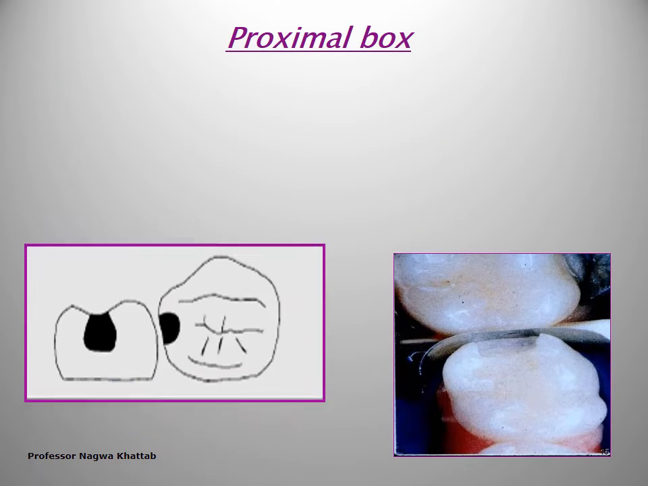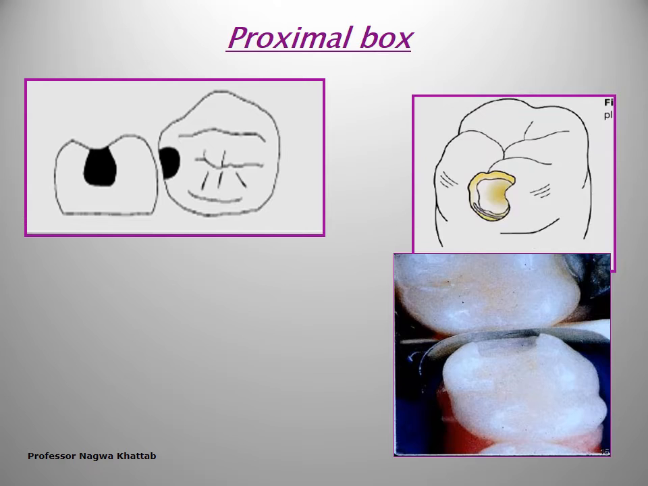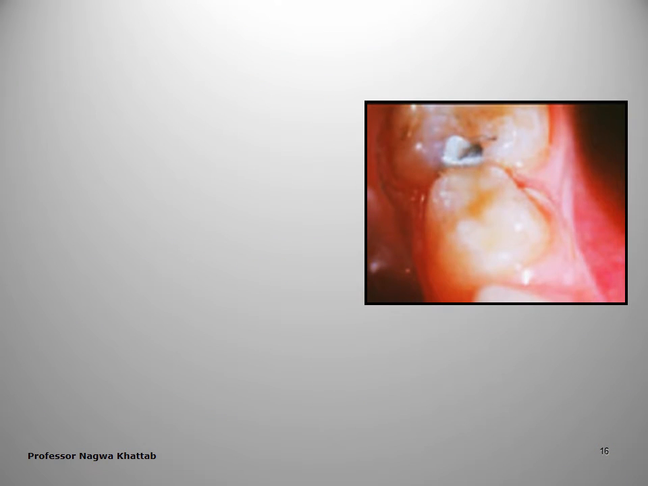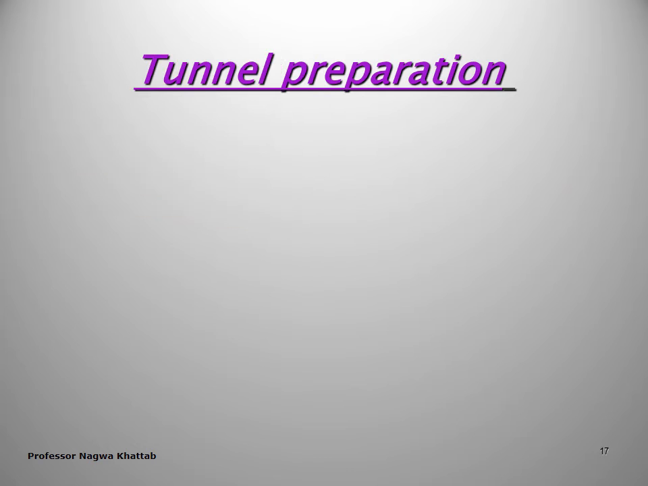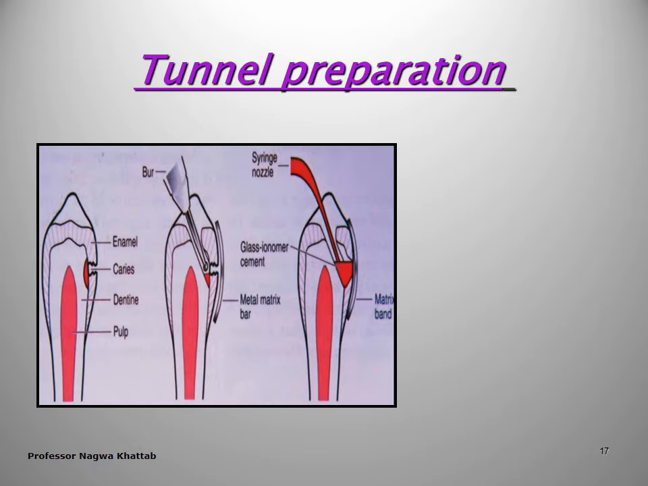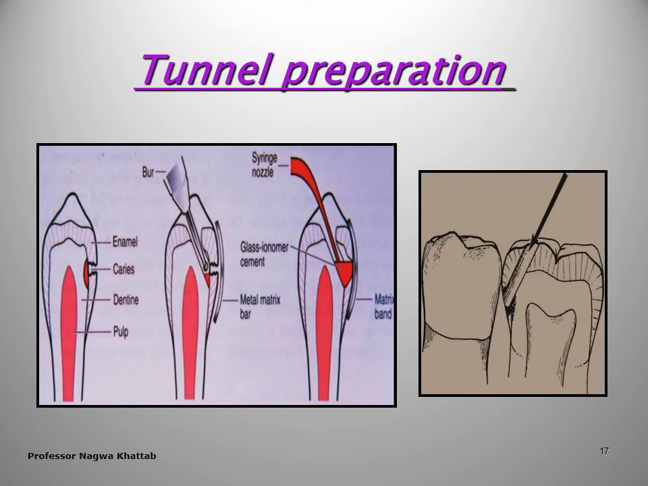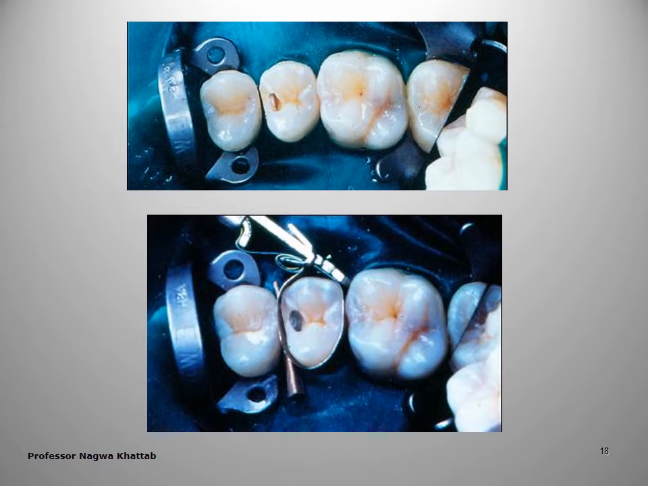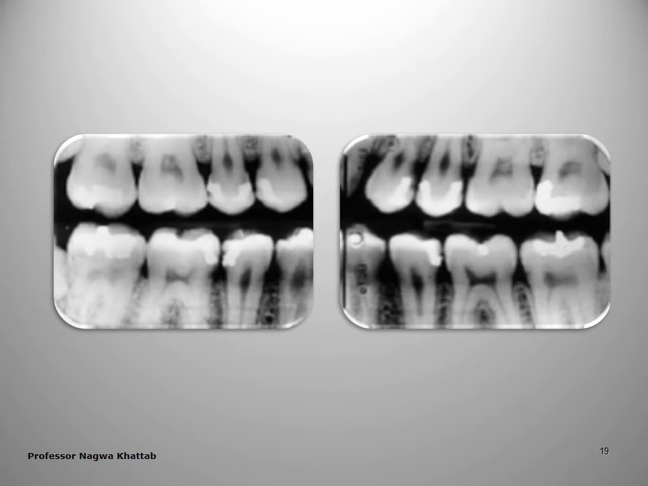Minimal cavity design. Cavity design includes a small proximal box, tunnel preparation. It means to access the proximal decay, but you have to preserve the marginal ridge. It requires experience to reach the carious lesion and to remove it, and then to restore. This is a tunnel preparation. I access from the distal fossa to remove all the carious lesion, keeping the marginal ridge, then restore with adhesive restoration. Tunnel preparation.